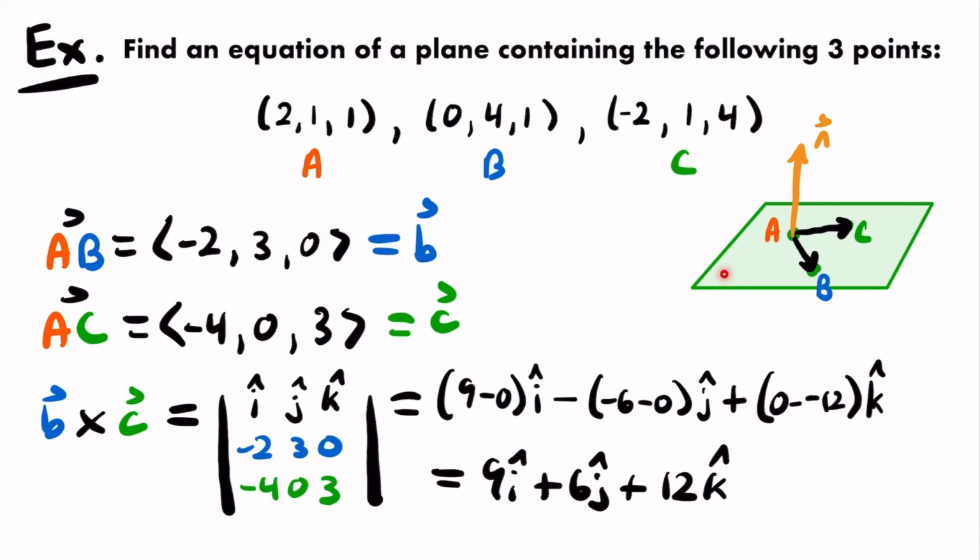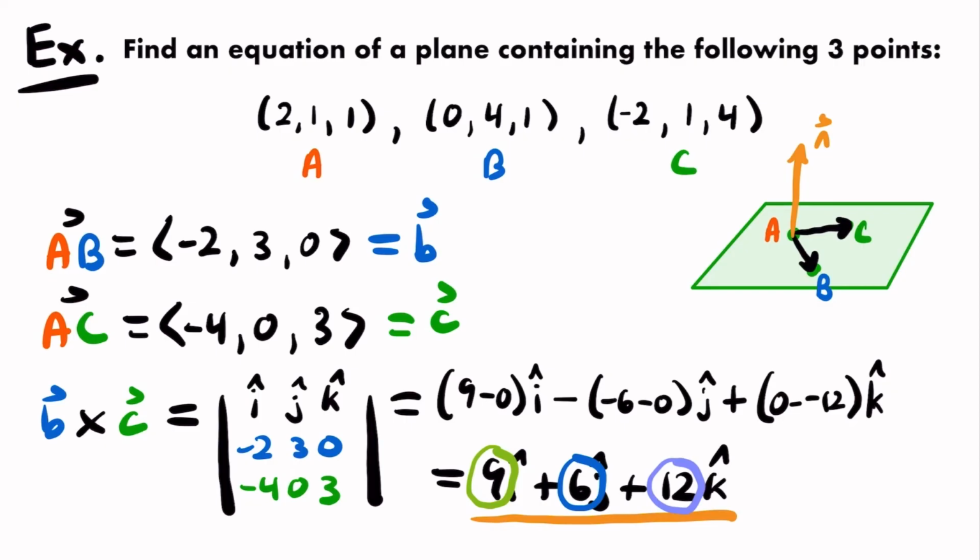which will also be perpendicular to this plane. All right, and so this vector right here is our normal vector. The x component of 9 is our value of a, the y component of 6 is our value of b, and the z component of 12 is our value of c.